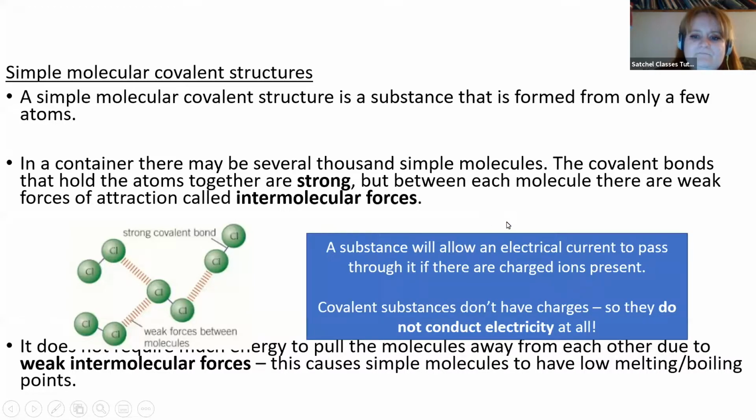Okay, so a substance will allow electrical current to pass through if there are charged ions present. Nothing has got a charge here, so covalent substances don't have charges, so they do not conduct electricity at all. So simple molecular covalent structures, their full name, do not conduct electricity at all.